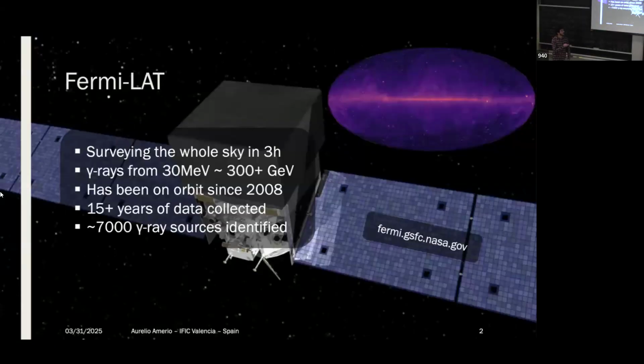Cool. So the Fermi Large Area Telescope is a space telescope orbiting the Earth, and it has been used to survey the sky since 2008. Every 3 hours, it can survey the entire sky, and it measures gamma rays from 30 MeV up to over 300 GeV. And with more than 15 years of data collected, it has been used to identify over 7,000 gamma ray sources.